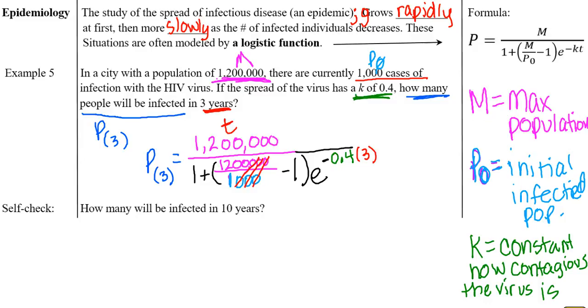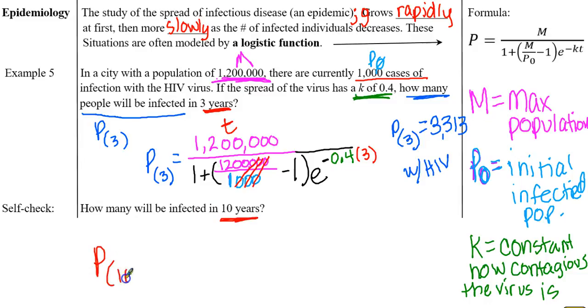I'm going to go ahead and pause. So if you got that correct, you should have the population of infected people with HIV in year 3 would be 3,313, okay, with HIV. Okay, now what I want you to do is the second problem where you're answering the question, how many people will be infected in 10 years? So you try that one.